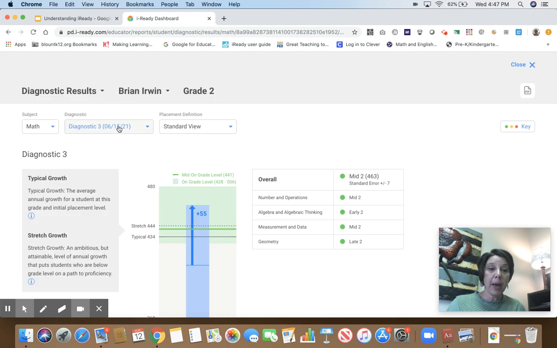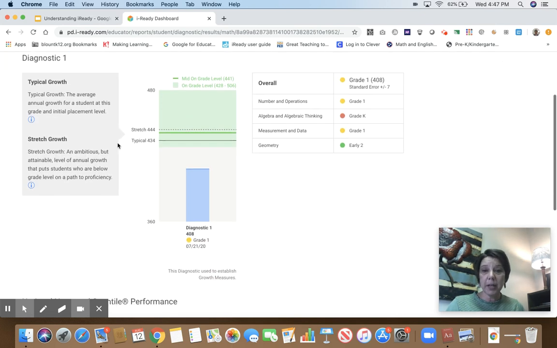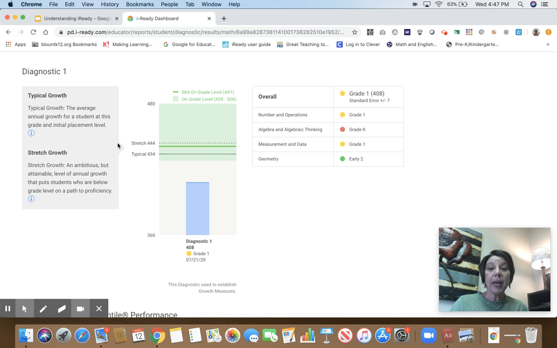So I'm going to go back to math, back to the first diagnostic. So we're back with Brian. And now that we understand our colors and our domains in both, I wanted to share with you your overall. That's when you put all of the domains together, you get an overall score. So here, when we put all of these colors together, he is 1 grade level below, which again, just started second grade. So if I'm seeing this, okay, we're good. We're going to grow and do what we need to do to grow.